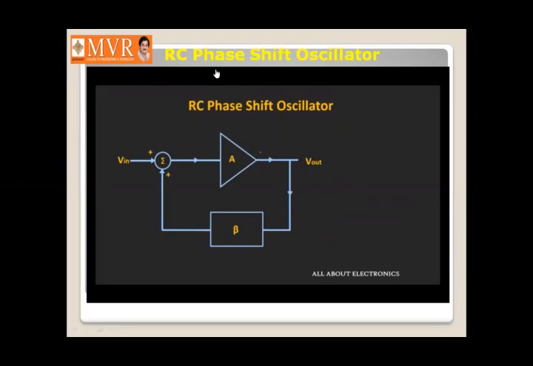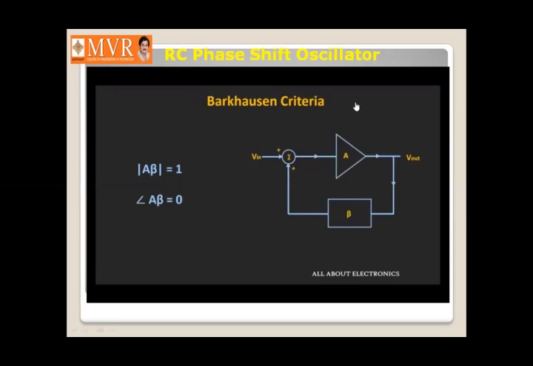In this RC phase shift oscillator, the amplifier provides a 180-degree phase shift, and usually either a transistor or an inverting op-amp is used for the amplification. Now, in the previous video, we had seen that to get sustained oscillations, the loop gain of the oscillator should be equal to 1, and the phase shift introduced by the amplifier in the feedback circuit should be equal to 0 or 360 degrees.